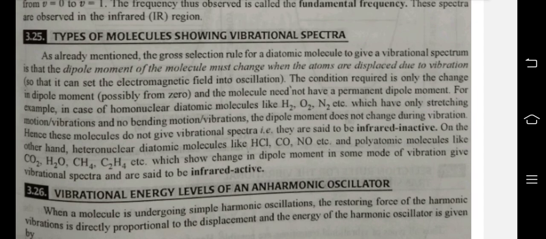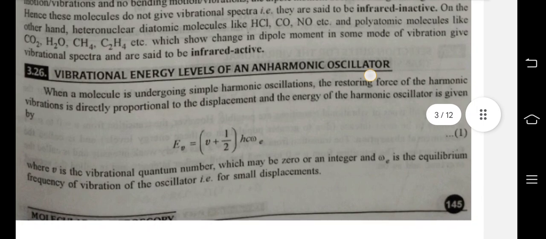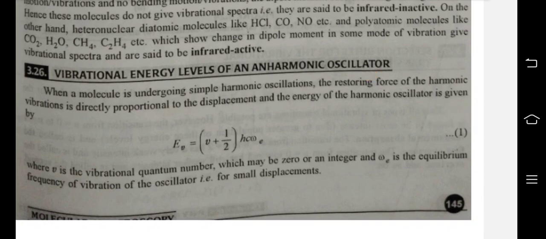Next topic is vibrational energy levels of an anharmonic oscillator. When a molecule is undergoing simple harmonic oscillations, the restoring force of the harmonic vibrations is directly proportional to the displacement, and the energy of the harmonic oscillator is given by E is equal to (v plus half) hc omega e, where v is the vibrational quantum number, which may be 0 or an integer, and omega e is the equilibrium frequency of vibration of the oscillator, that is, for small displacements.